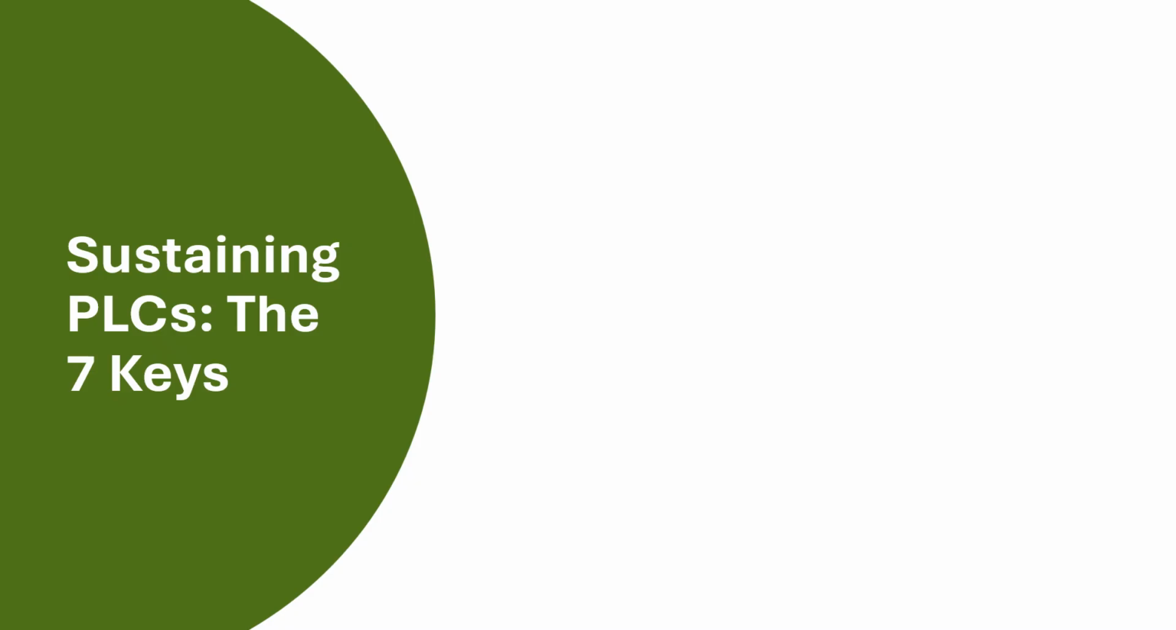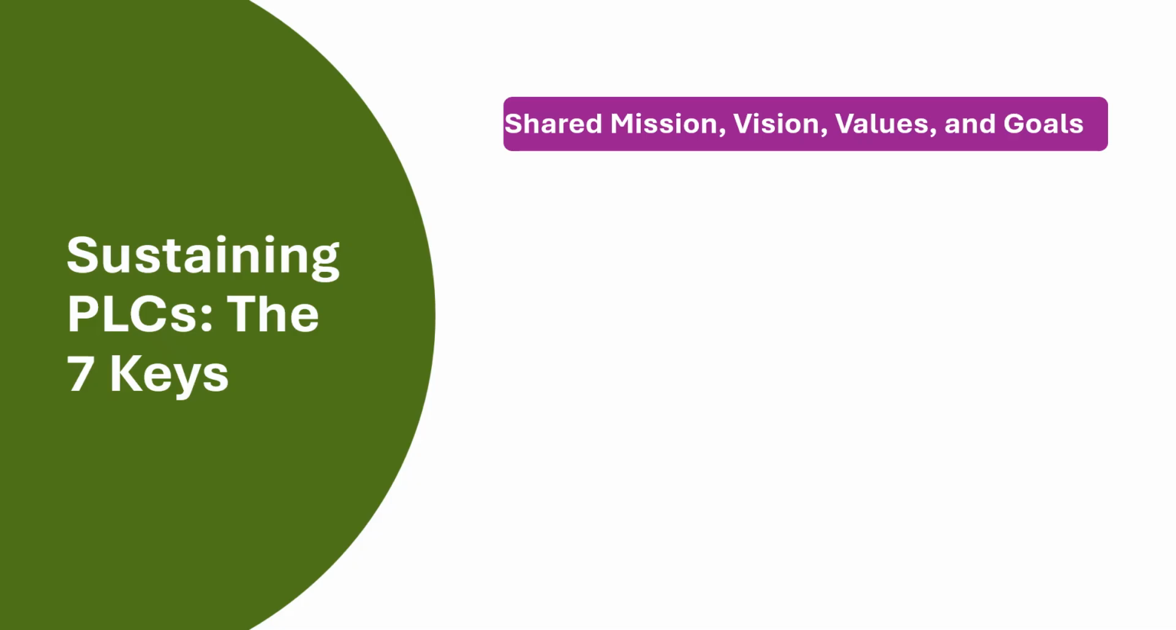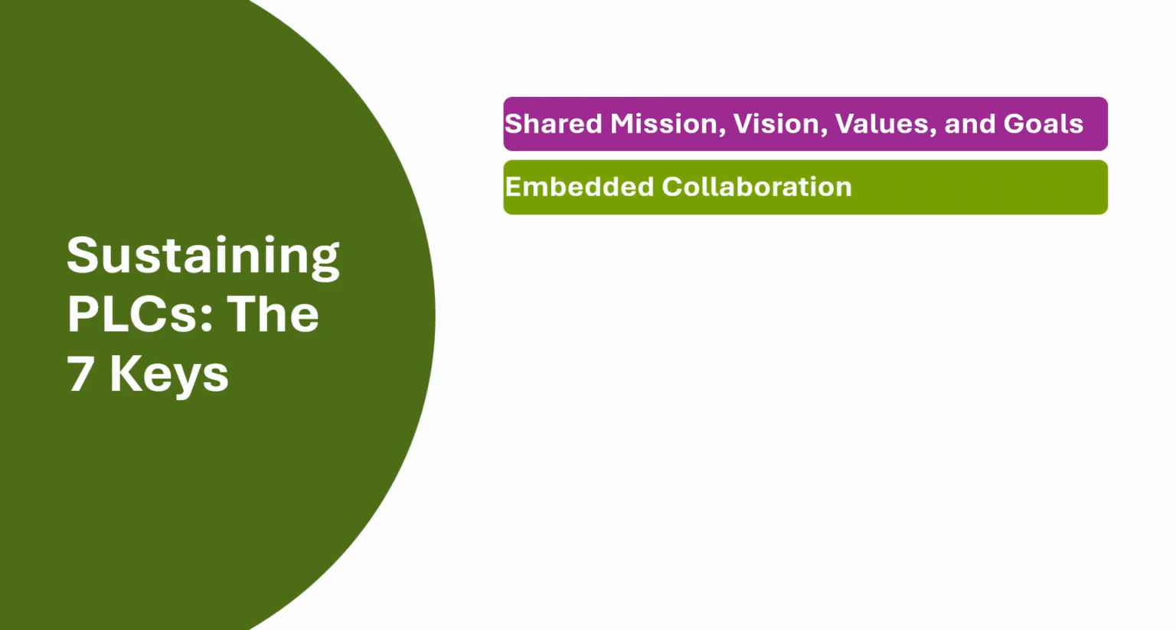So let's dive into the 7 keys to sustaining a professional learning community. These keys are essential for creating a thriving, collaborative environment that supports both the educators and the students. First one to consider is a shared mission, vision, values, and goals. Everyone on the team should know what we're working towards and why. Second one is embedded collaboration. Make teamwork part of the daily rhythm, not just on the scheduled meeting days.